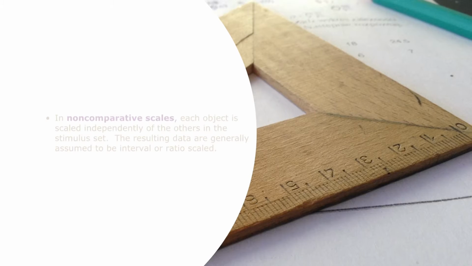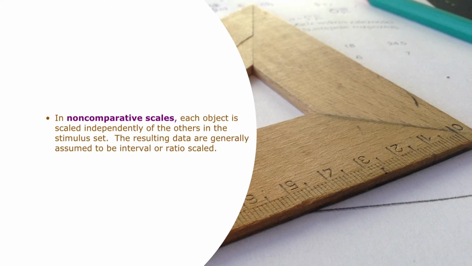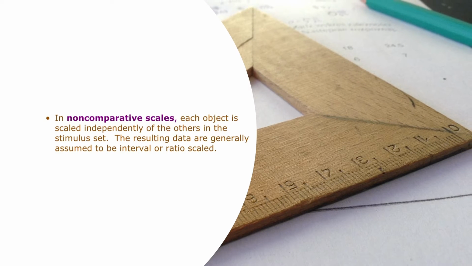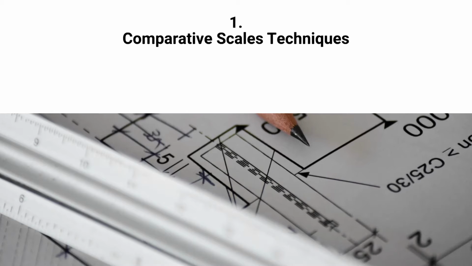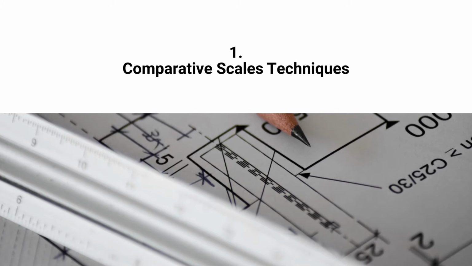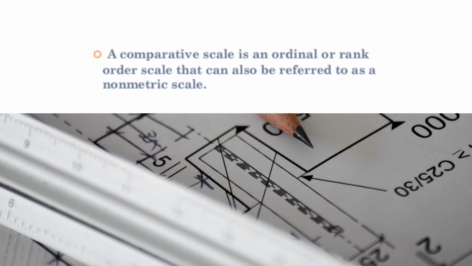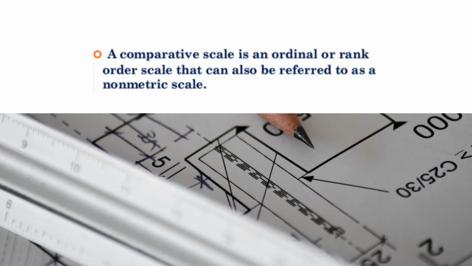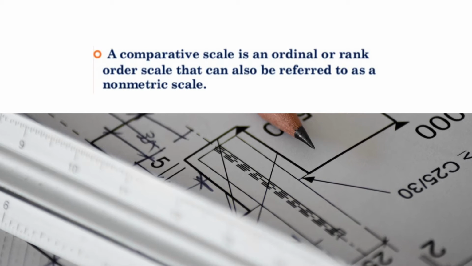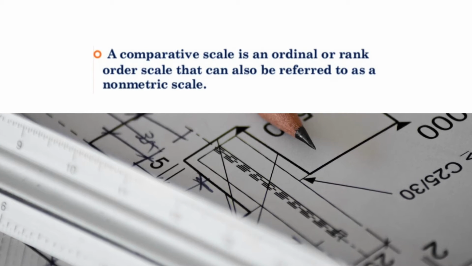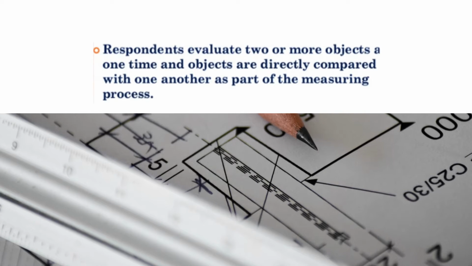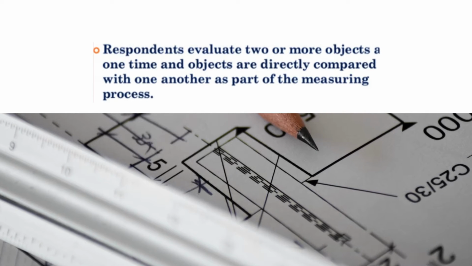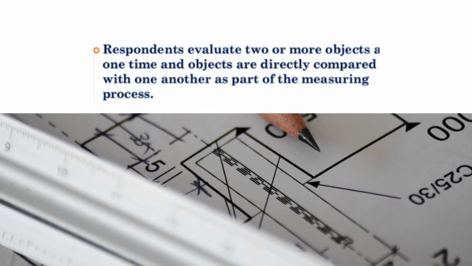The non-comparative scale is one where an object is scaled independently, which we are going to take care of in our next session. So now we are going to talk about the comparative scale techniques. A comparative scale is an ordinal or rank order scale that can also be referred to as a non-metric scale. So this is purely a non-metric scale, and respondents evaluate two or more objects at one time, and objects are directly compared with one another as part of the measuring process.